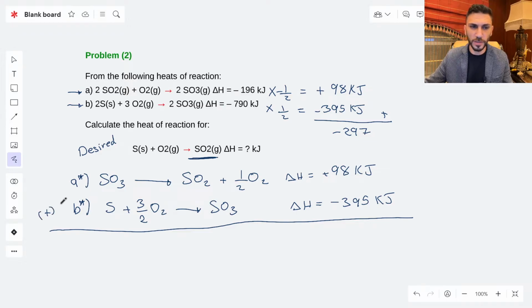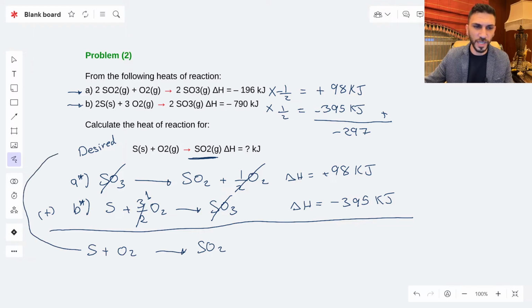Now, we're going to add these two reactions to check if we get the desired reaction or not. SO3 cancels SO3, half O2 and 1.5 O2. So the half O2 will be cancelled, leaving 1 mole only of O2. So I'm going to write it. S plus O2 yields to SO2. And that is the desired reaction that we need. So our work was correct, and delta H, by adding these two heats of reactions, is going to equal to -297 kilojoules.